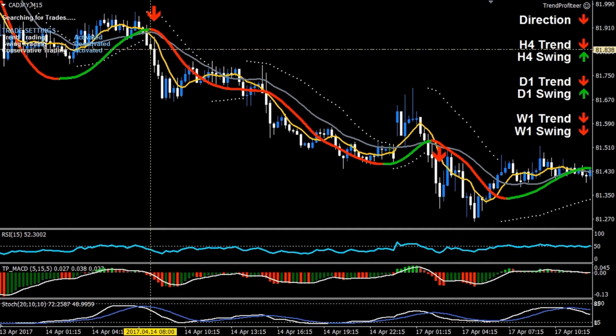So that concludes this example for a trend trade conservative sell on the short 15-minute time frame.